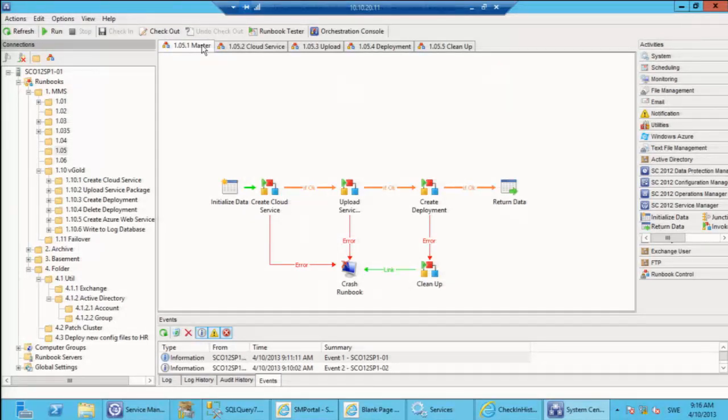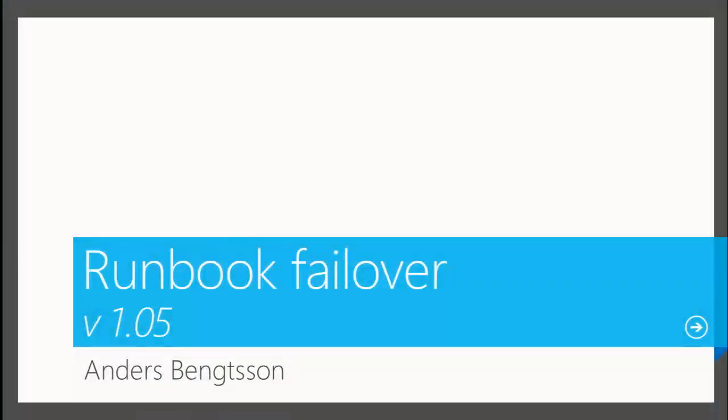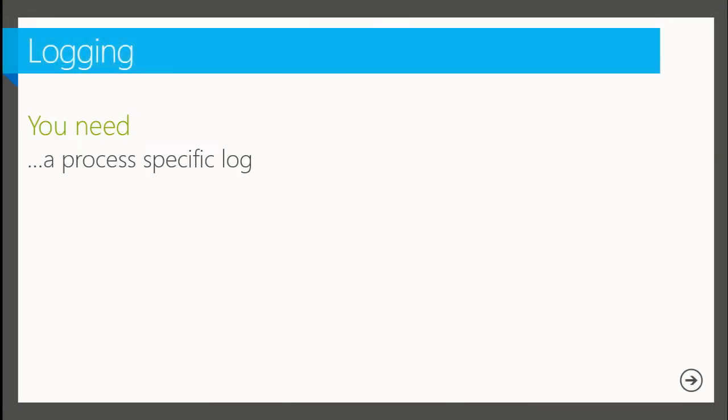It came from Pete. So the next thing we should add here is logging. Switch over again. Where's that? Here. So logging. You need some kind of process-specific log when you're doing an Orchestrator, and of course a little bit extra if you're integrating with, for example, Service Manager or any other tools like Service Manager.